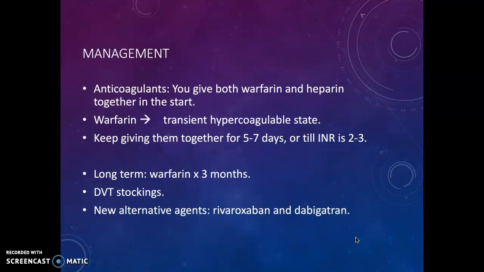So management, simple and easy. Anticoagulants, you give both warfarin and heparin together in the start. Warfarin initially produces a transient hypercoagulable state, so you give heparin and warfarin together for the first 5 to 7 days. Long term, you give warfarin for 3 months. And then you can also give them DVT stockings, and there are new alternative agents, for example, rivaroxaban and dabigatran, which are factor Xa inhibitors that are also being used.